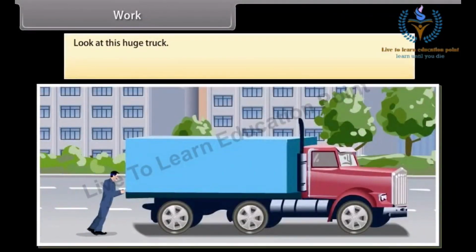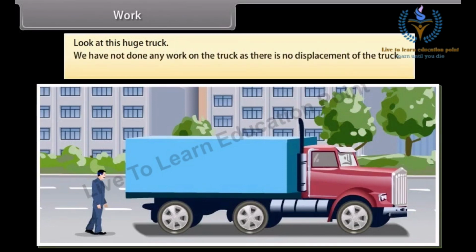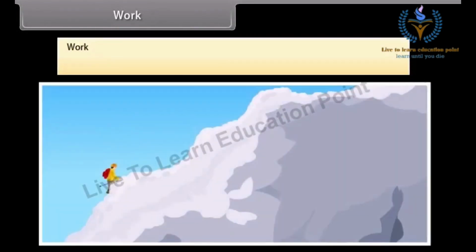We work hard to push it, but the truck does not move despite all the effort. We get tired. However, we have not done any work on the truck as there is no displacement of the truck. We can say that we did hard work, but in science, the work is not done on the truck. We use and define the term work differently in science.